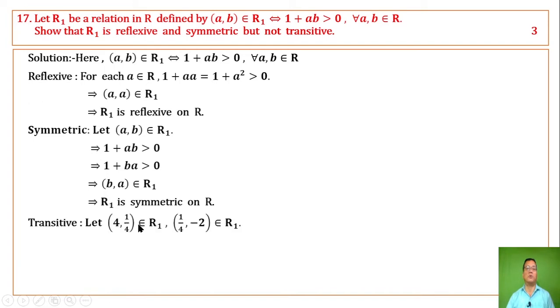For transitive, let 4, 1 by 4 belongs to R1 and 1 by 4, minus 2 belongs to R1, as 1 plus 4 into 1 by 4 greater than 0. Again 1 plus 1 by 4 into minus 2 greater than 0. But 1 plus 4 into minus 2, that is 1 minus 8 equal to minus 7, which is less than 0, never greater than 0. This shows that R1 is not transitive on R.